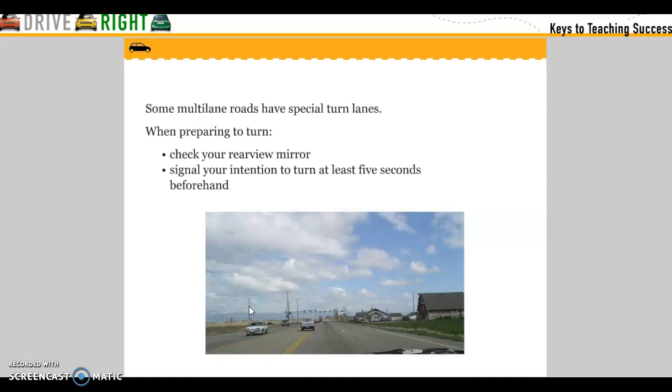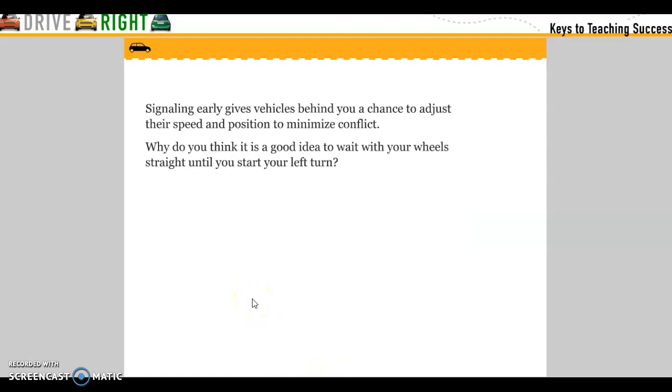When preparing to turn, check your rearview mirror. Signal your intention to turn at least 5 seconds ahead. Signaling early gives vehicles behind you a chance to adjust their speed and position to minimize conflict. Do you think it is a good idea to wait with your wheels straight until you start your left turn?